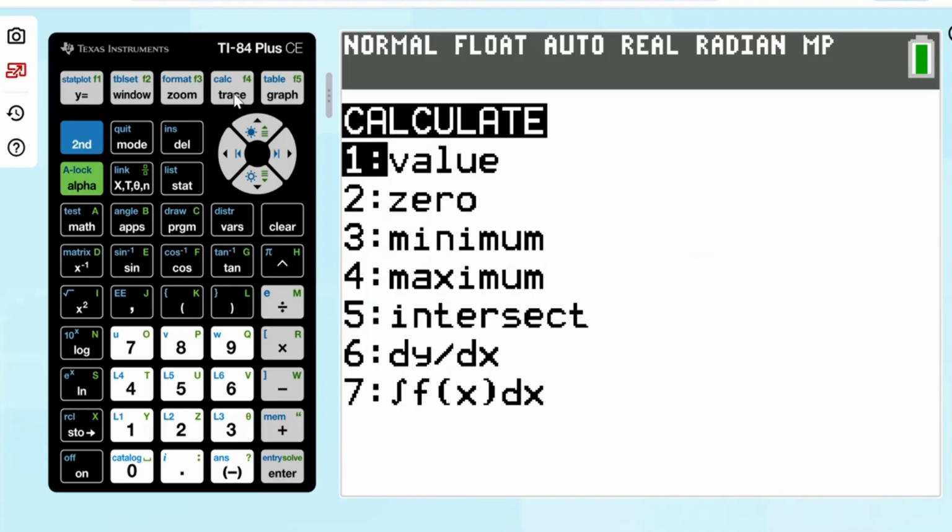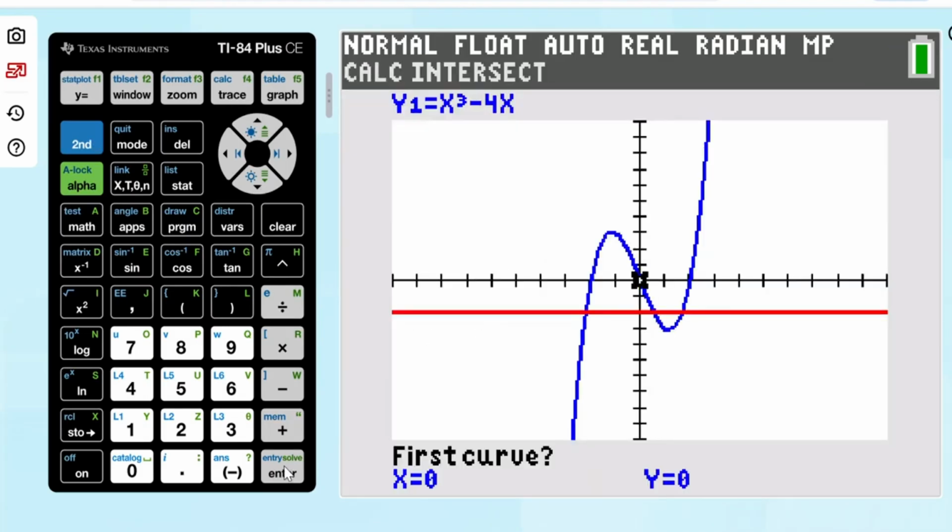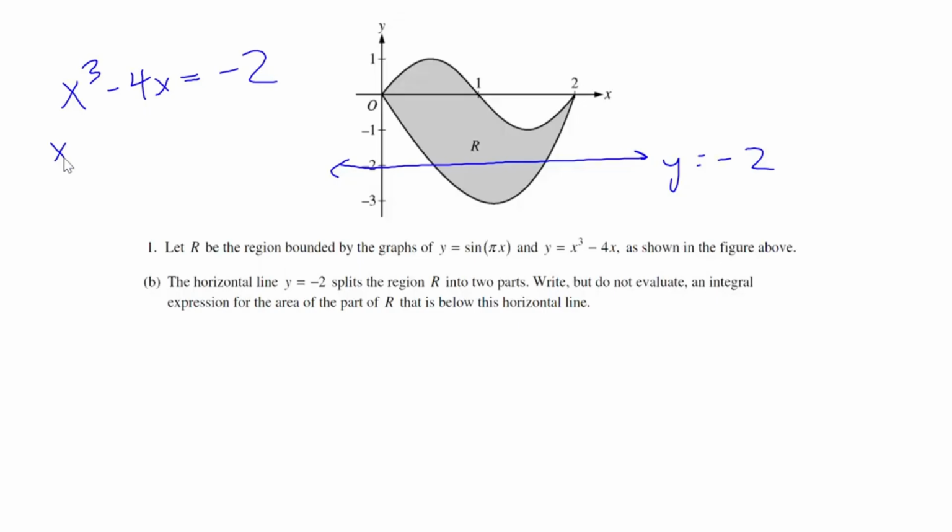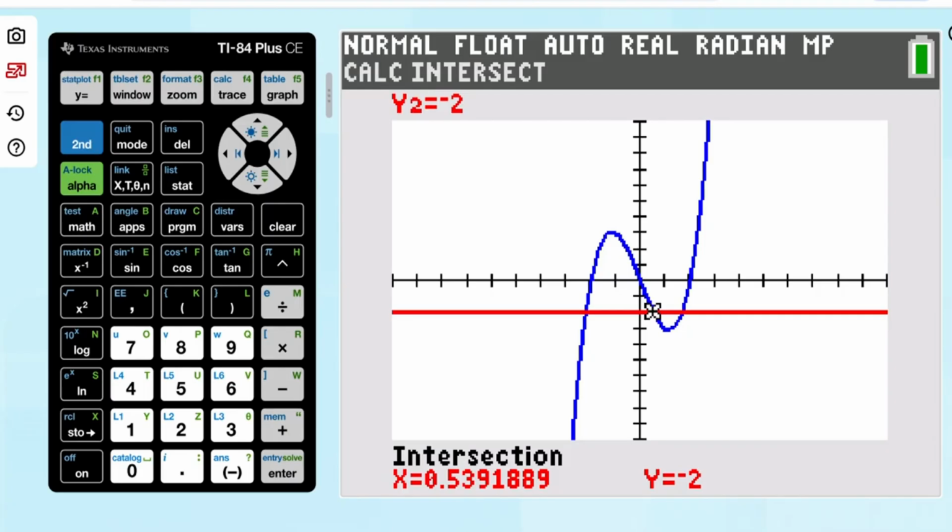So we're going to hit second trace. We're going down to option 5, intersect, and we'll find these values. We'll go kind of close to the intersection point, hit enter, go just past it and hit enter again, and then a third time. And we get 0.5391889. So we'll write that down here. X equals 0.5391889.